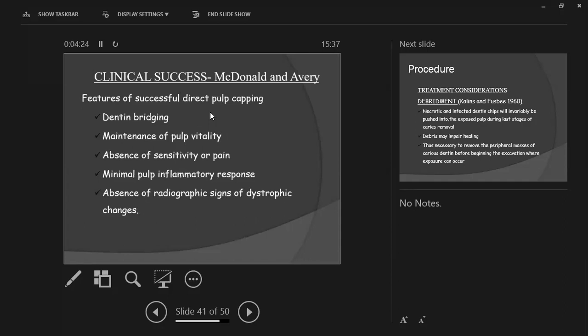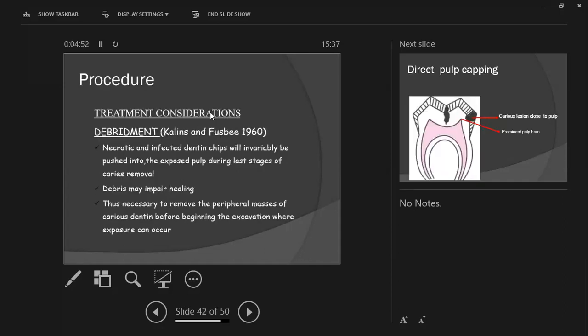Now, coming to the clinical success of direct pulp capping: formation of the dentinal bridge, maintenance of the vitality, absence of sensitivity or pain, minimal pulp inflammatory response, absence of radiographic signs of dystrophic changes. Dystrophic changes is nothing but any periapical pathology present. So these are all the signs which show that your direct pulp capping is successful. Now coming to the procedure.